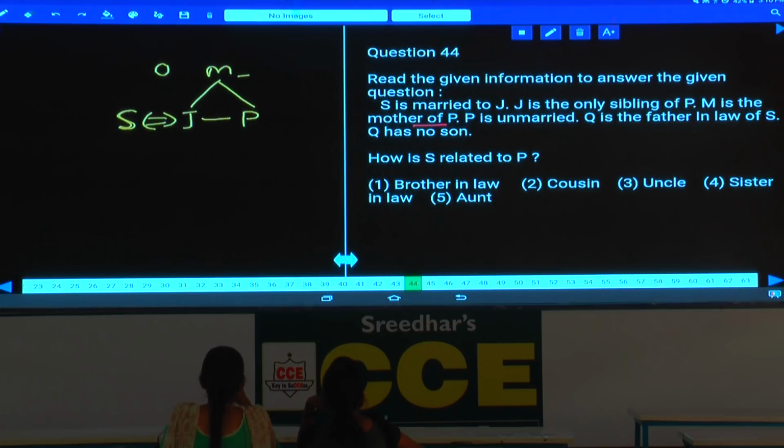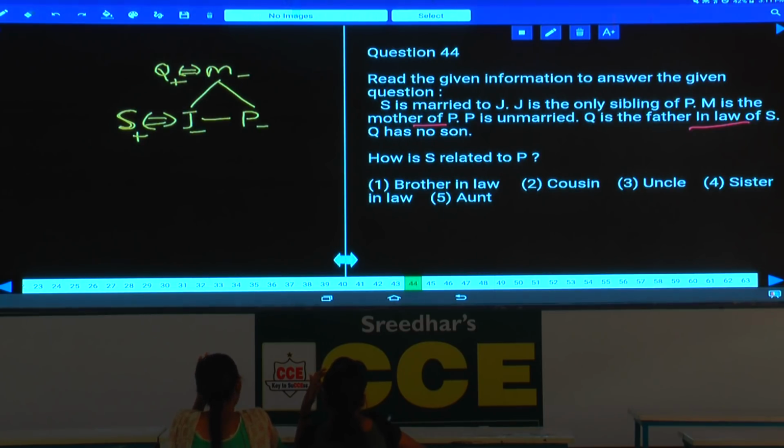Q is the father-in-law of S, and Q and M are married, out of which Q is a male, M is a female. Next one, Q has no son. How many children does Q have? 2 children, and both must be females, daughters. As J is a female and J got married to S, S is a male.